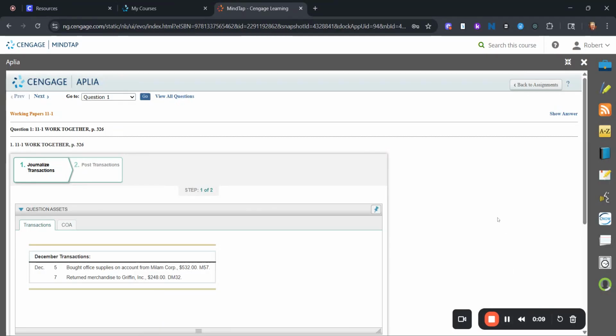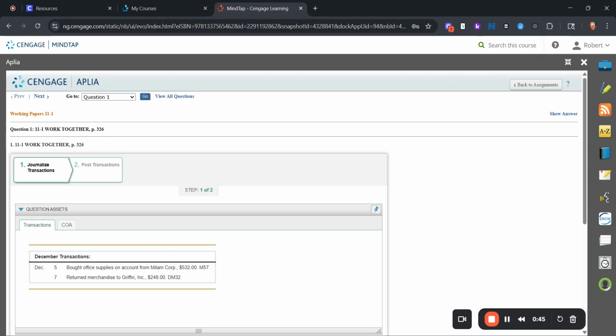Okay, here we are with the 11-1 work together. We're going to be posting some more transactions to a general journal. This time we're going to be using 3 different accounts that we're going to post the transactions to on the journal. And then we're going to take those same transactions and post those to the ledgers. In part 2, in the ledgers that we're going to use, we're going to use the accounts for the item.